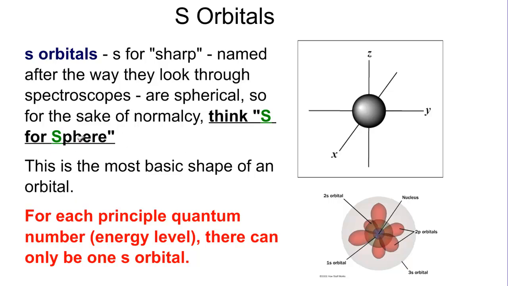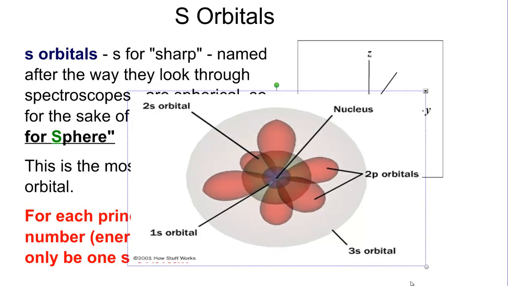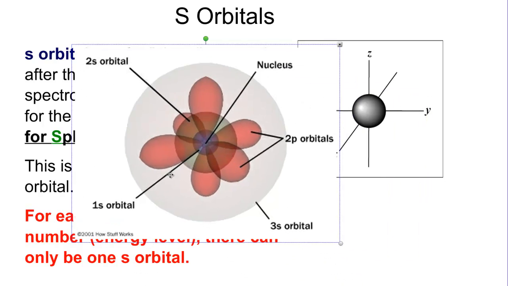Okay, and this is the most basic shape of an orbital. For each principal quantum number, remember the 1, 2, 3, and 4, there can only be one S orbital. So let's look at our diagram here and pull this up so we have an example. You'll see that for principal quantum level number 1, there is one S orbital, one sphere there. And for the 2 orbital, we only have one sphere. Then for 3, there's another sphere. So for each principal quantum number, you have one sphere. And they get bigger and bigger as you go out because they have higher and higher energies.